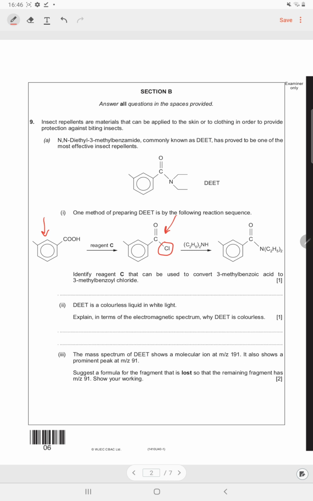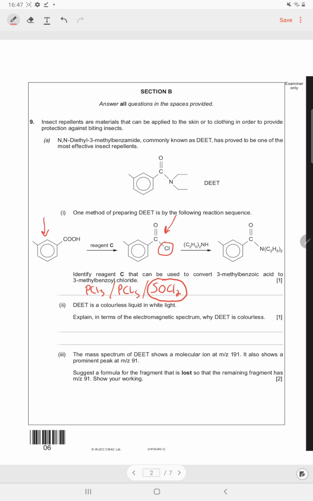So to get the acid chloride, there's 3 things you could use, possibly. PCl3, PCl5, or sulfur dichloride oxide, SOCl2. And this one would be the preferred choice because it gives you your acid chloride, and it also gives you 2 other products which are gaseous, so there's no separation required.